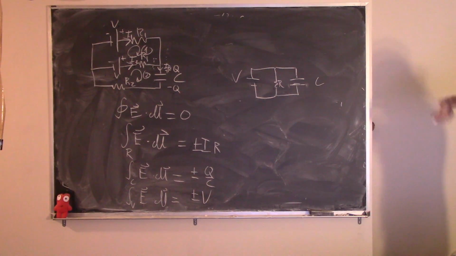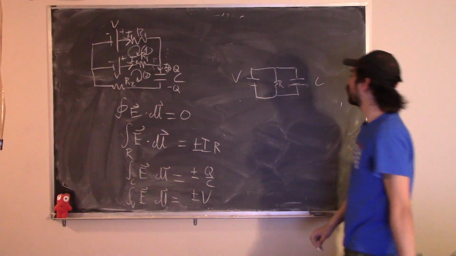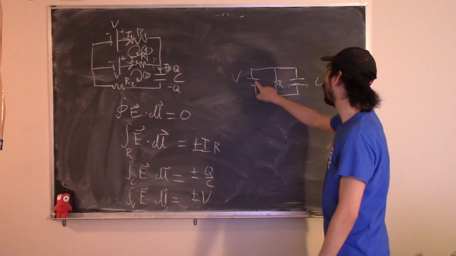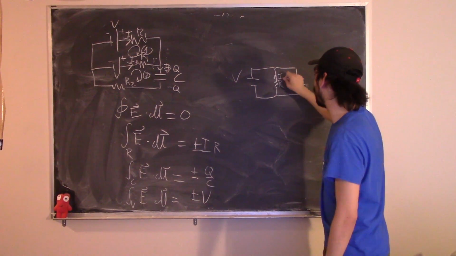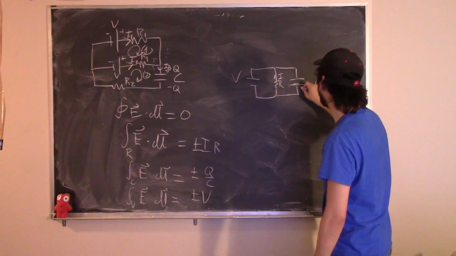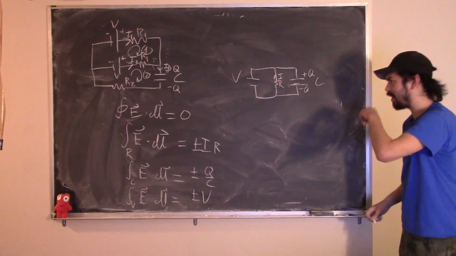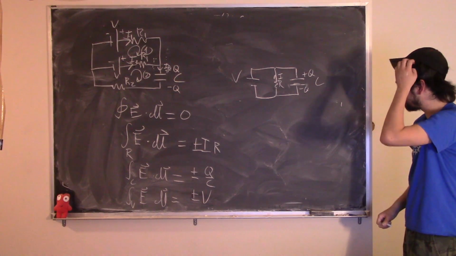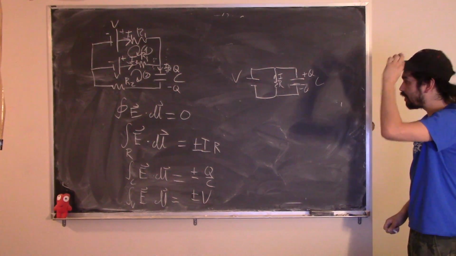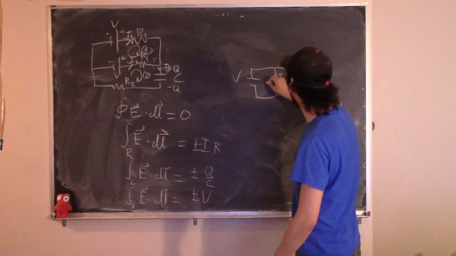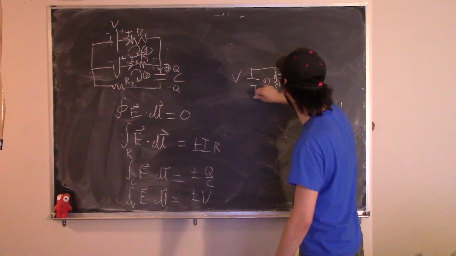So as always, what we need to do is label some things. I'm going to label my current going up. I'm going to label this to be minus Q and make this plus Q. It doesn't really matter, but you'll see what my point is here. So now let's draw some loops. We have some loop 1 and some loop 2.